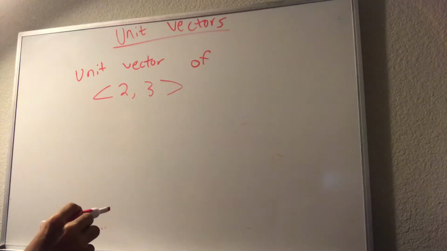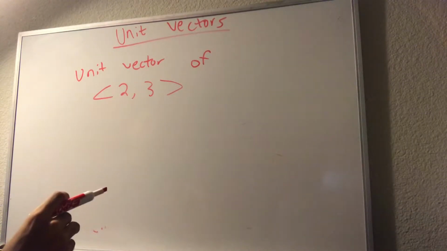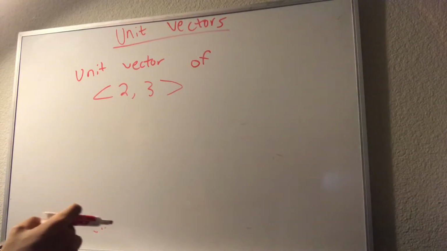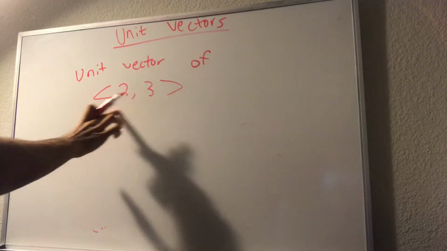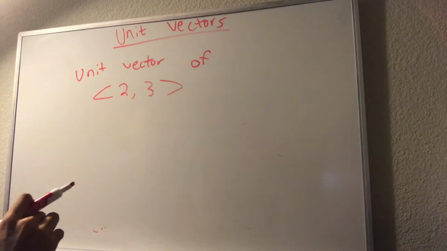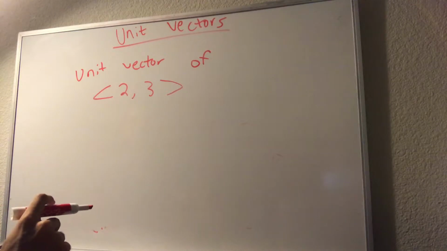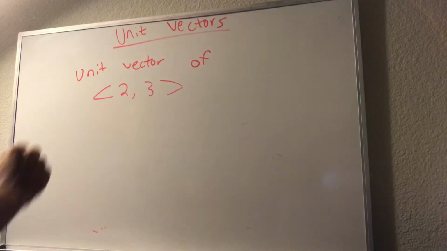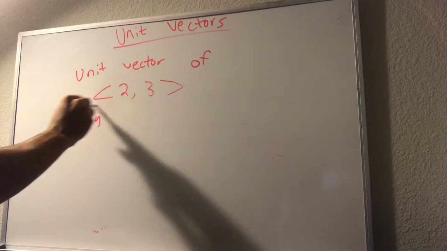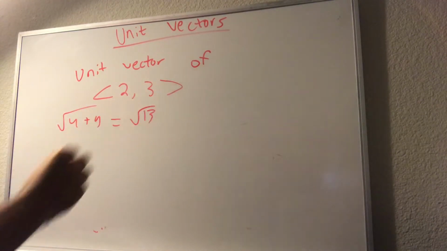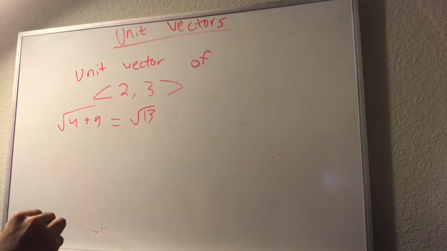And so really the main way you find it, if you just want to know the process, is finding the magnitude of this vector first. That's your first step. And how do you find the magnitude? Use the Pythagorean theorem. So 2 squared plus 3 squared, right? That's 4 plus 9, and the square root of that is the square root of 13. So we know that the magnitude of this vector is root 13.